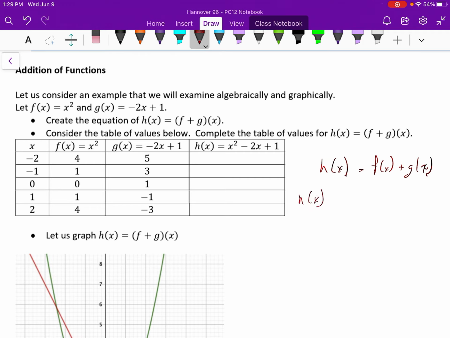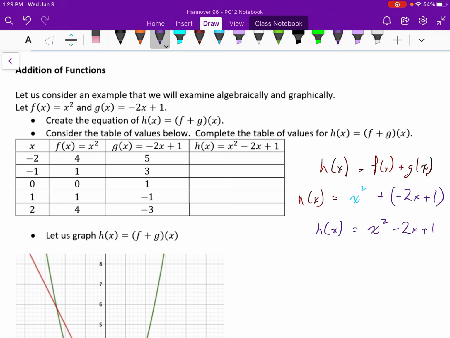Now h of x is going to be equal to my function f of x, which is x squared. My function g of x is negative 2x plus 1. You can put that in brackets just to make it a little bit more evident. So I'm adding two functions. The resulting function is going to be x squared minus 2x plus 1.